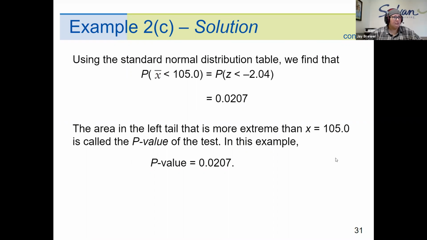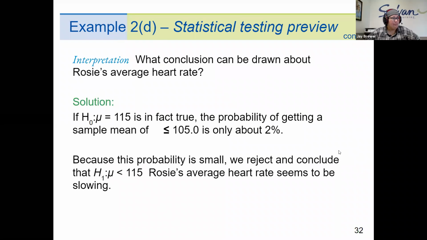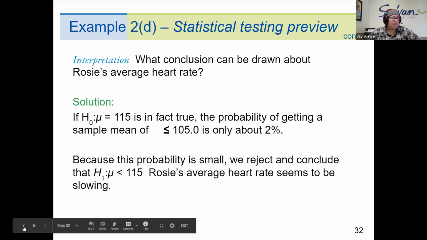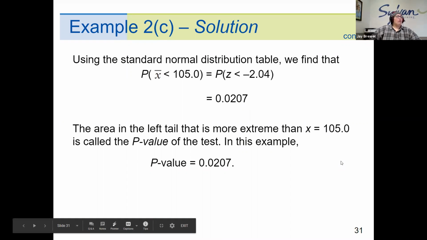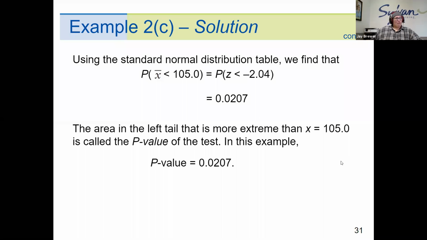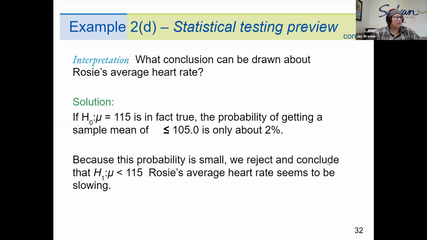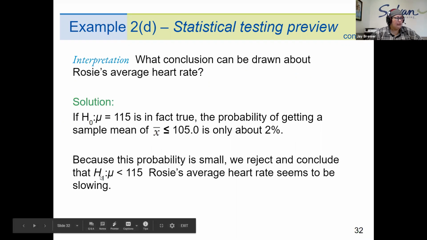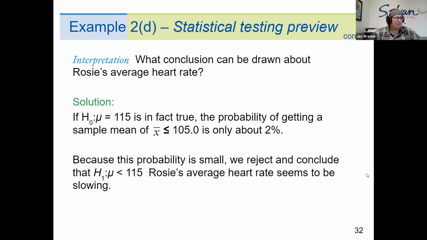Using the standard normal distribution table, we find the following. Okay. So, that's like, what, 2.1%? What conclusion can be drawn from Rosie's average heart rate? Since the probability that X bar is less than or equal to 105 is only about 2%, because this probability is very small, we reject H sub 0 and conclude that H sub 1, mu less than 115, Rosie's average heart rate seems to be slowing.